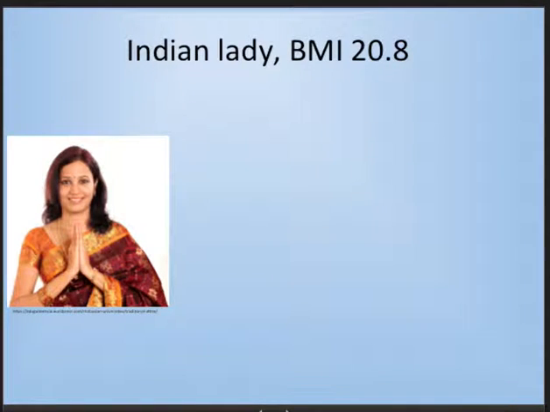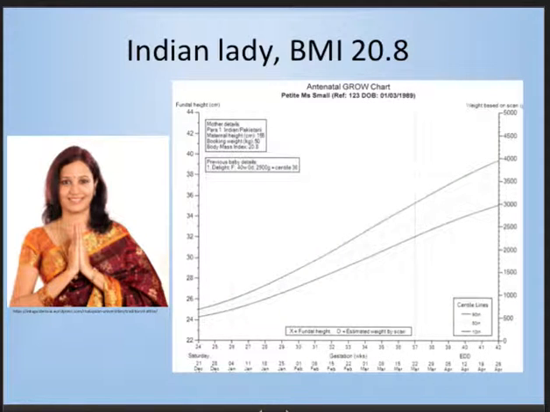Let's assume that this lady was an Indian lady with a normal BMI of 20.8. Then we see here the customized chart, and it shows clearly that her first baby of 2.9 kilos was the 36th percentile, so was absolutely normal range, adequate for gestational age or appropriate for gestational age.